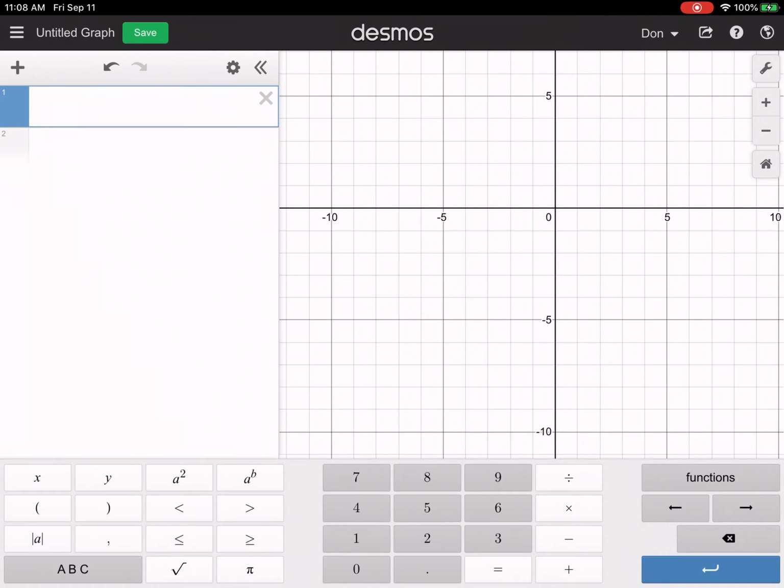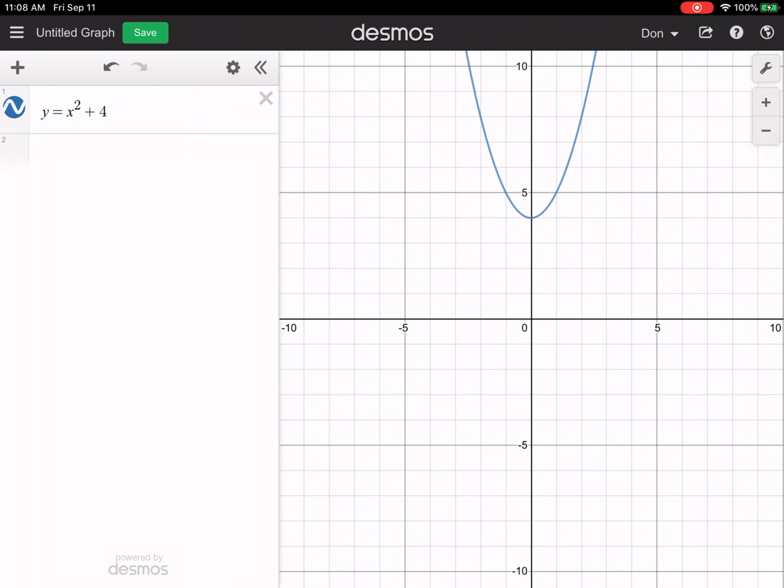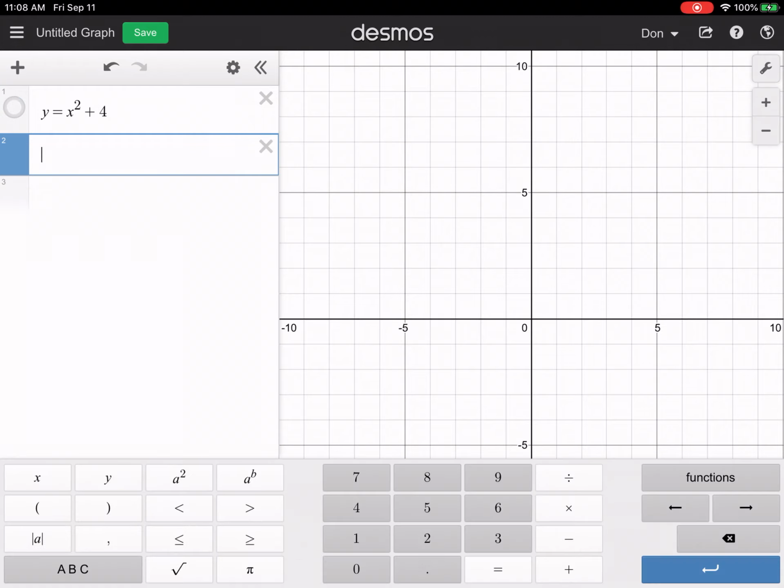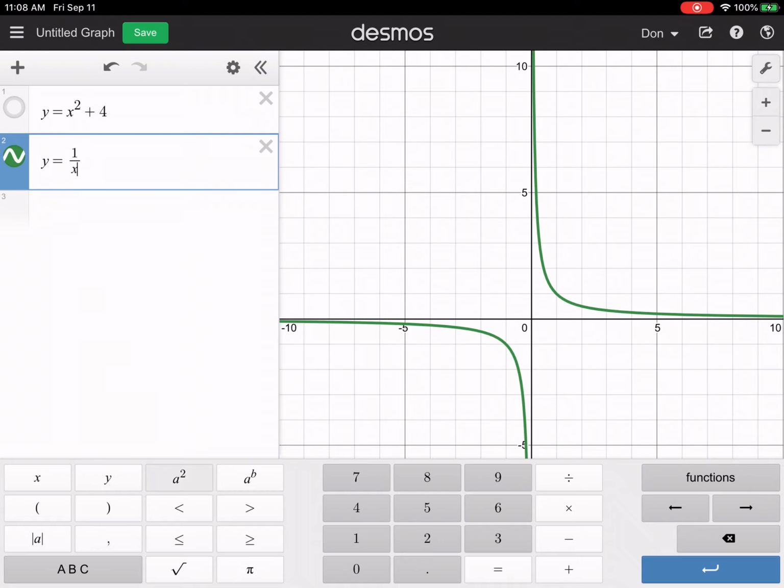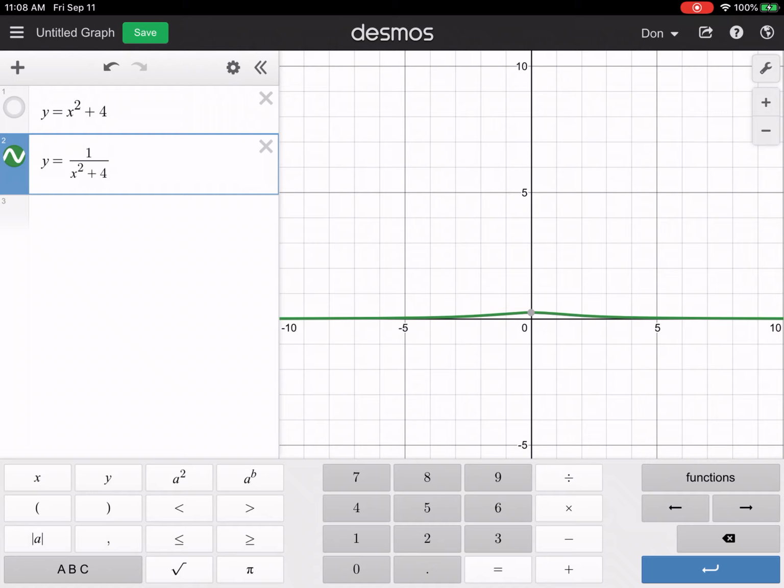So what does a graph look like, just of y equals x squared plus 4? Ah, well, there we go, right? The reason why we can't factor it is because y equals x squared plus 4 doesn't cross the x-axis. There are no zeros for this. So then what happens if we put it as a reciprocal of that? 1 over x squared plus 4. We get this weird thing going on here where we have no vertical asymptotes. We just have this little blip, and then it goes down. We do have the horizontal asymptote.